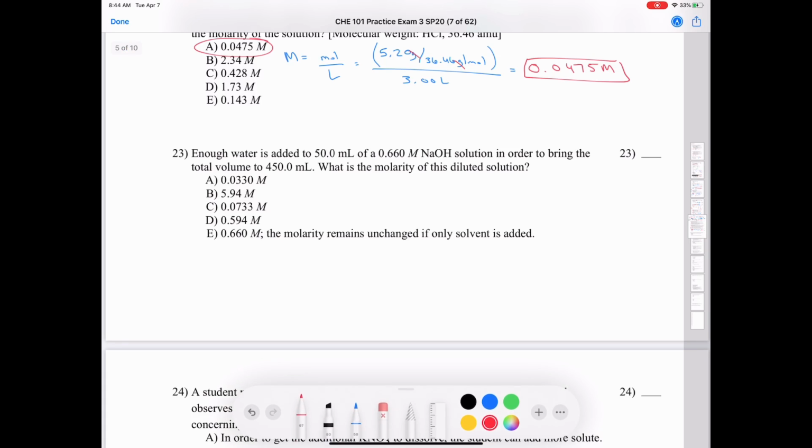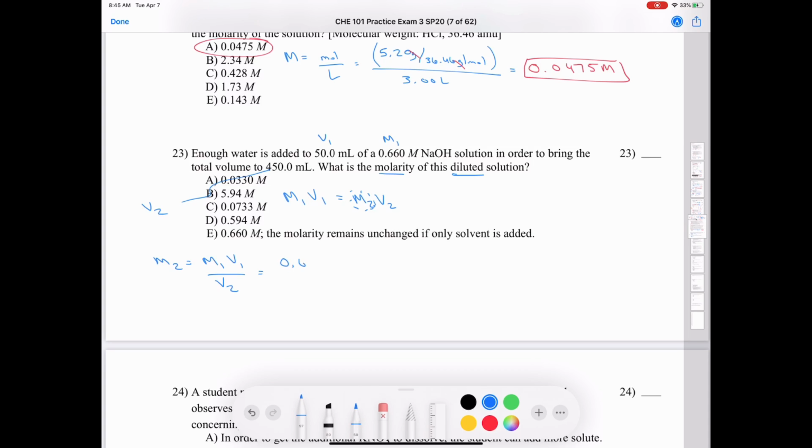In 23, it says enough water is added to 50 milliliters of a 0.660 molar sodium hydroxide solution in order to bring the total volume to 450 milliliters. What is the total molarity of the diluted solution? This is a problem that deals with dilution. The formula we're going to use is M1 times V1 is equal to M2 times V2. We're given the initial volume and the initial molarity, and we're given the final volume as well. So we need to solve for the molarity, because it's asking us for the molarity of the diluted solution. Rearranging our formula, M2 is going to equal M1 times V1 divided by V2.